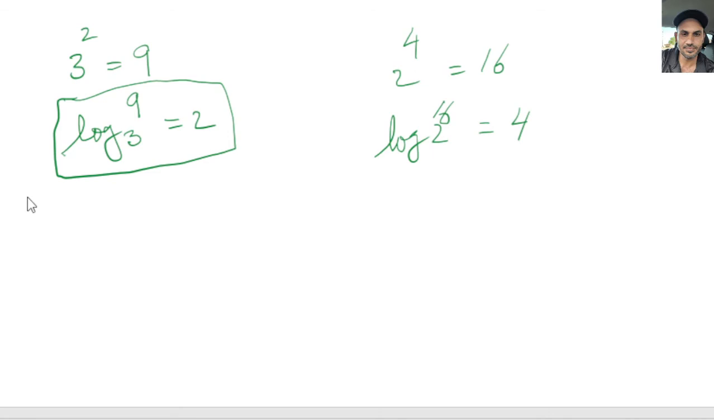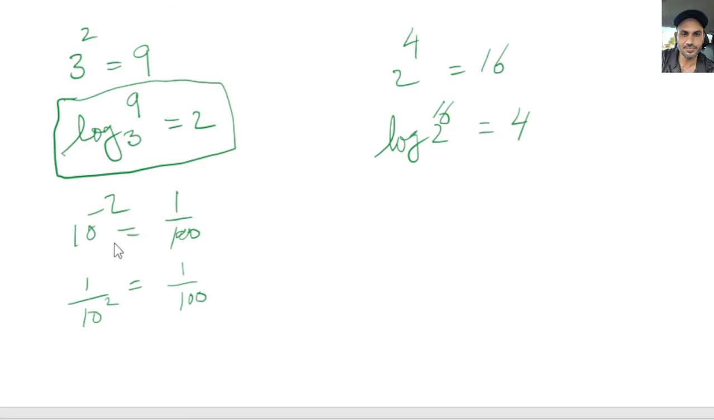And if we take another example, we have 10 to the negative 2 equals 1 over 100. Okay. So we have a negative exponent. So 10 to the negative 2 is the same as 1 over 10 to the 2. You could do it that way too, which is equal to 1 over 100.